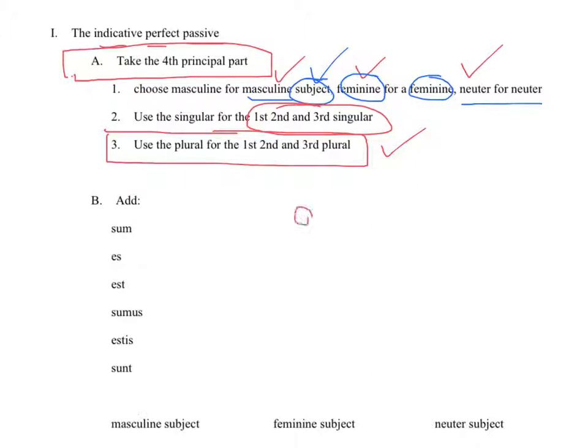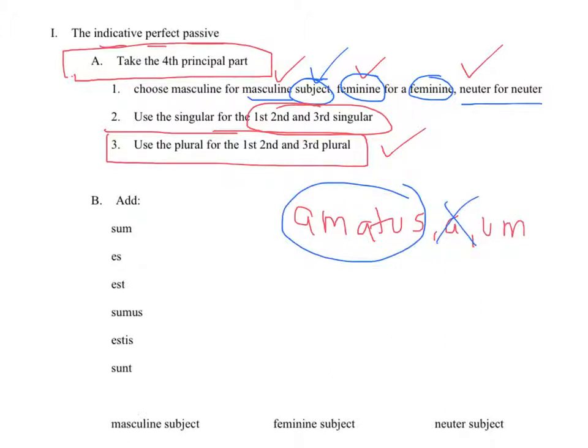You have a fourth principal part that looks something like amatus, amata, and amatum. Now, if it's masculine, I'm going to choose the amatus form only and forget about amata and amatum. For the first person singular, I, and the second person singular, you, and the third person, in this case, he, because it's masculine only, I'm going to keep amatus as the form.